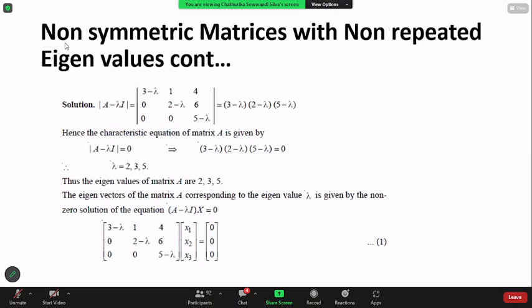So you should understand that this title is correct. Non-symmetric with non-repeated eigenvalues. There are three distinct eigenvalues here: 3, 2, 5. Right? This is how to find them. You can remember this is where we started. Right? So this is where we start.